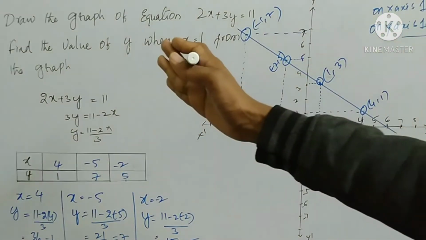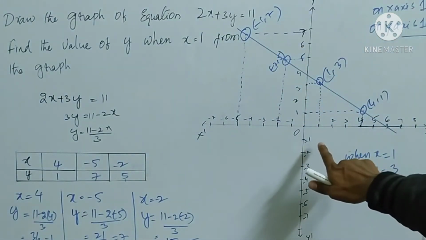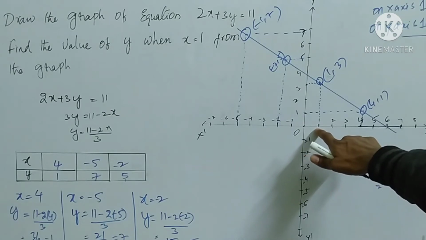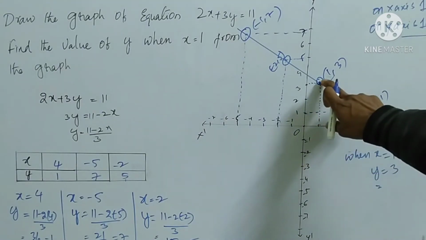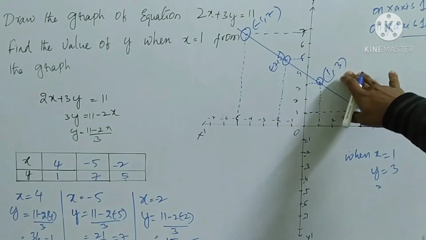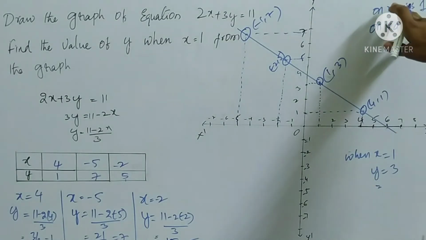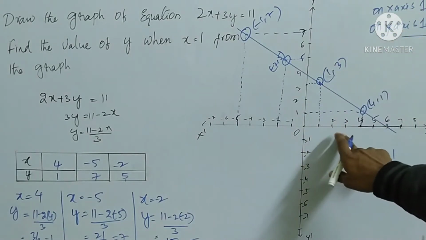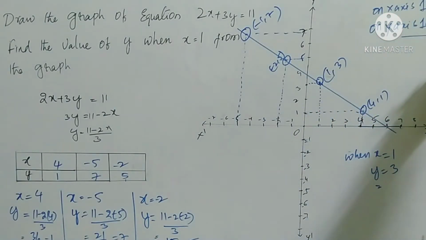Next our question is find the value of y when x is equals to 1 from the graph. Here when x is equals to 1, draw a perpendicular line to the x axis at x is equals to 1. It will meet the straight line at y is equals to 3. So what is the y value? When x is equals to 1, y is equals to 3. You should write here. Next one, scale: on x axis 1 centimeter is equals to 1 unit, on y axis 1 centimeter is also 1 unit. This is the graph of the given linear equation and the solutions from the graph.